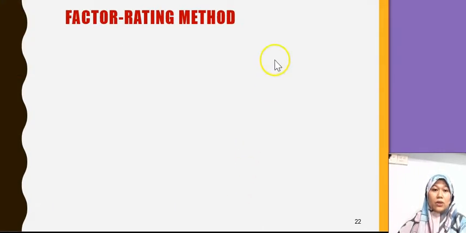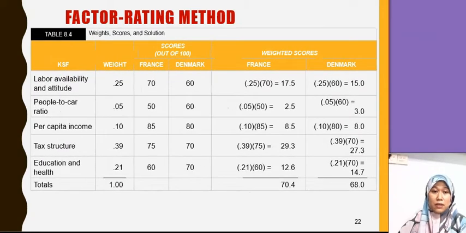So this is the example in the notes. The factors they consider: 1, 2, 3, 4, 5. There are 5 factors, and they give the weight. The weights sum up to 1 here. They give you only two locations, either France or Denmark. This is the score given by the management.